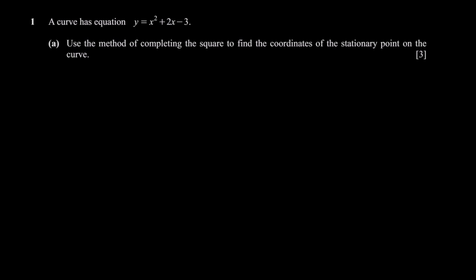All right, question 1. A curve has equation y equals x squared plus 2x minus 3. Use the method of completing the square to find the coordinates of the stationary point on the curve. All right, well, I think completing the square should be relatively simple.